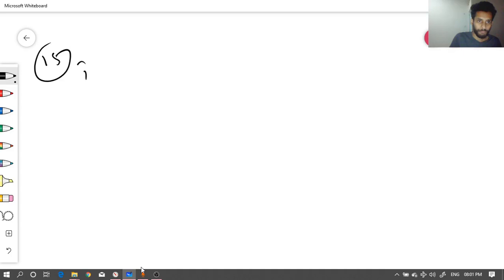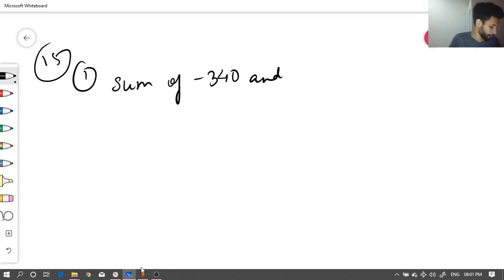So question number 15, number 1 is: subtract the sum of this and this from the next one. First of all, we need to find the sum of minus 340 and 170. Minus 340 plus 170, so what will the result be?